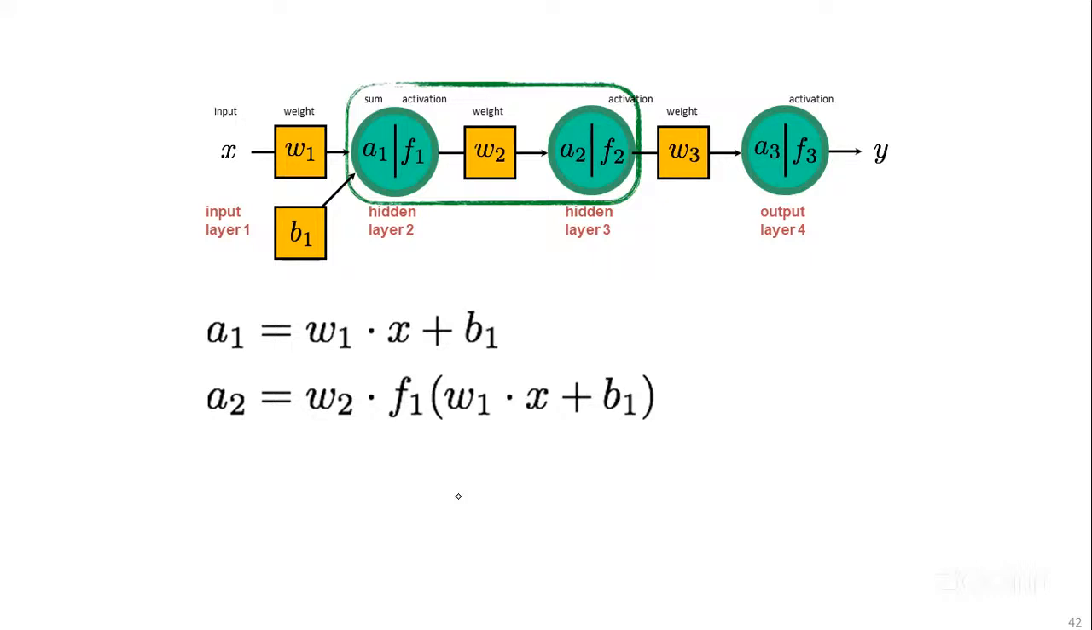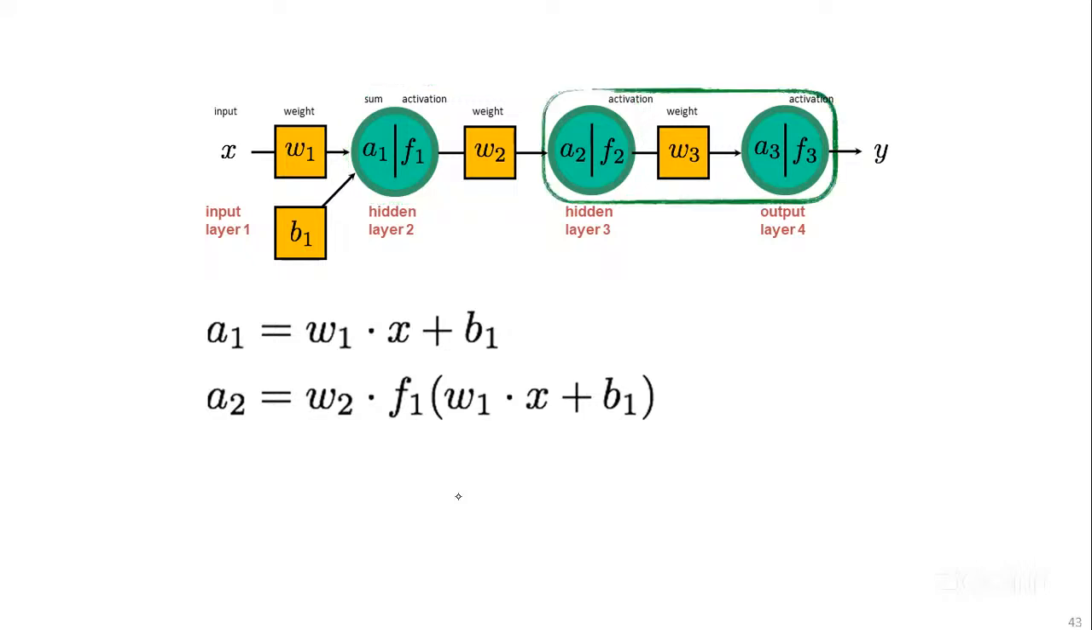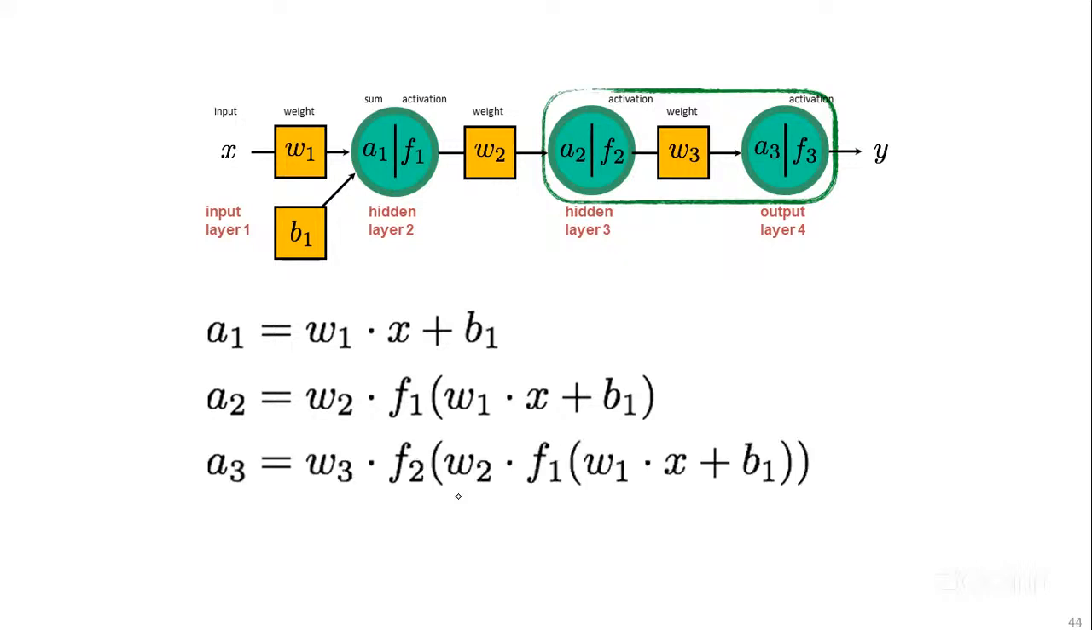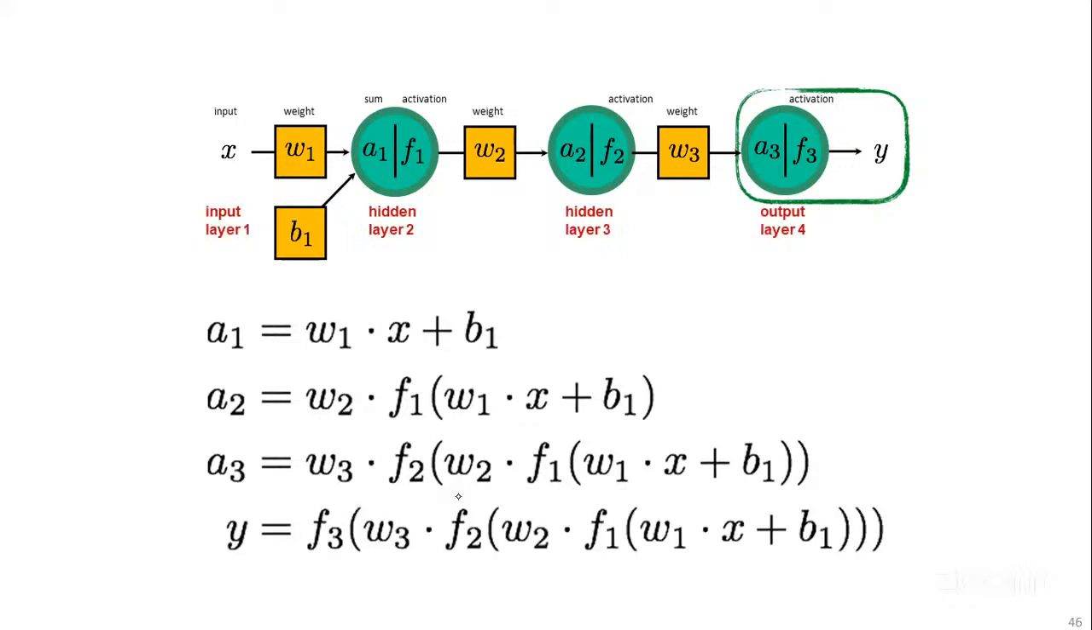Okay? Now let us move further forward. How are you going to write A3 now? A3 will become W3 into F2, and then what? This A2. A2 is what? This whole thing. Okay? Now further move. What is this Y now? Finally, F3, right? So here you can see this F3.